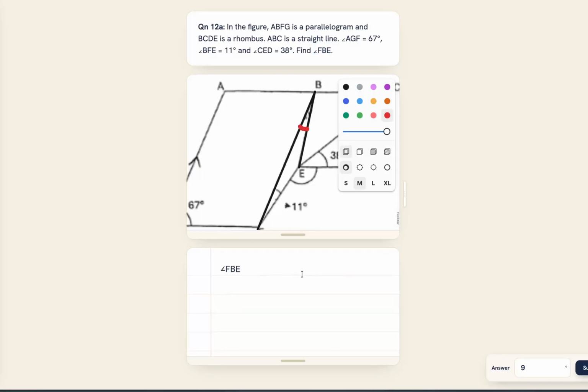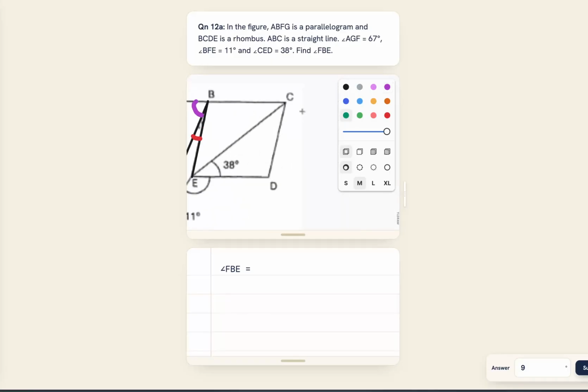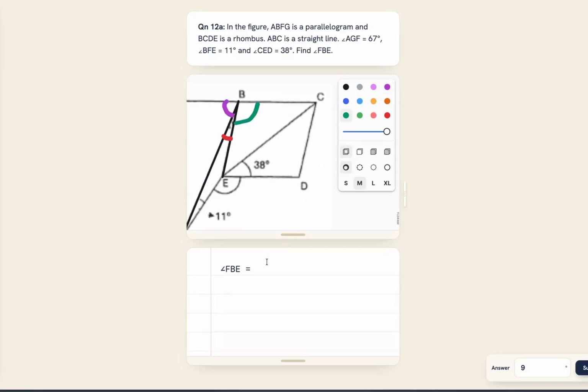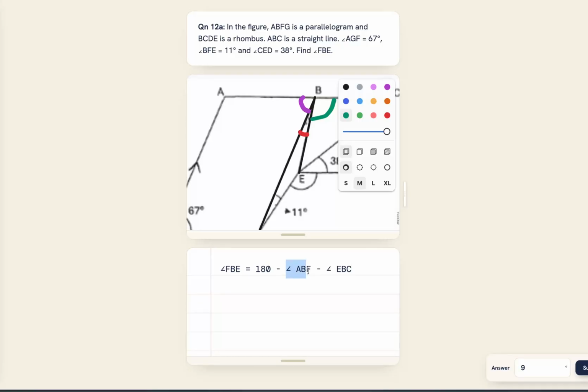So the thing is, for angle FBE, we actually just need to find 2 other angles, which in this case is angle ABF, which is in purple, and angle EBC, right? So in essence, it's 180 minus angle ABF and minus angle EBC. So let's first find out angle ABF.